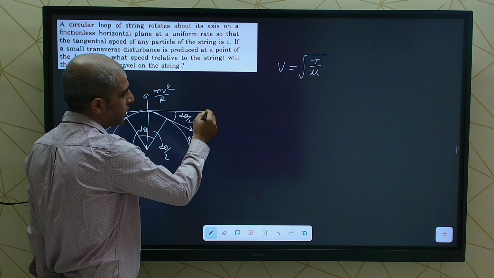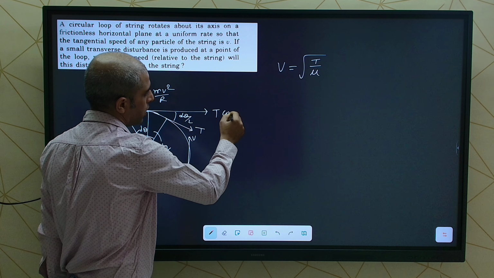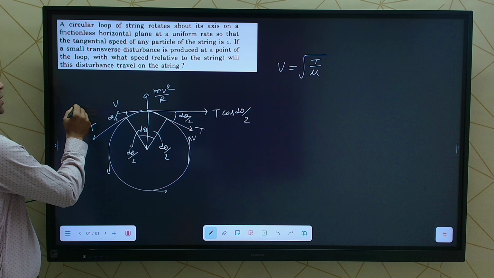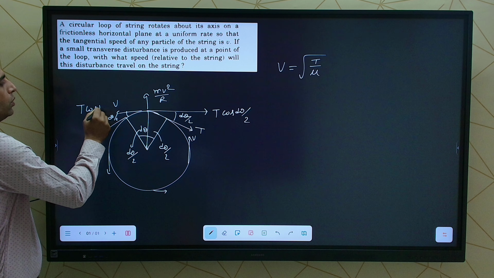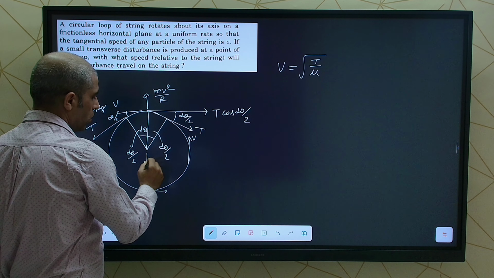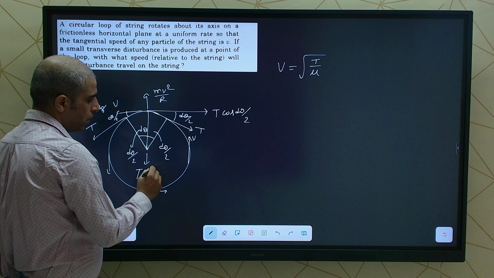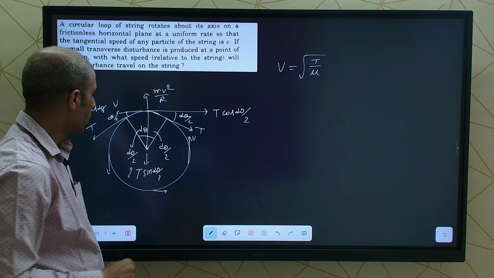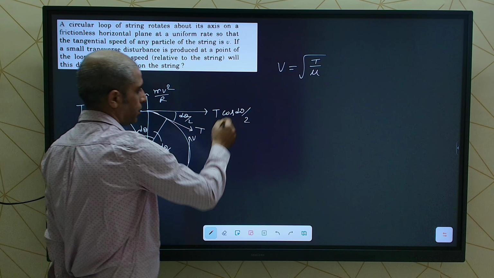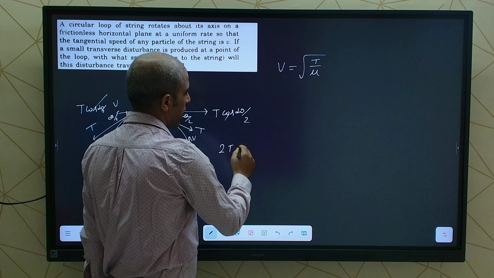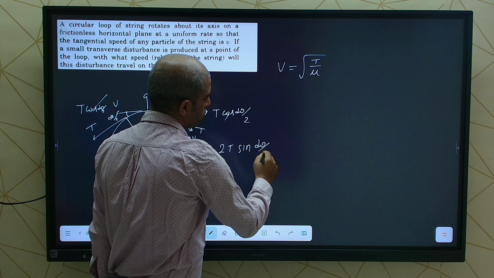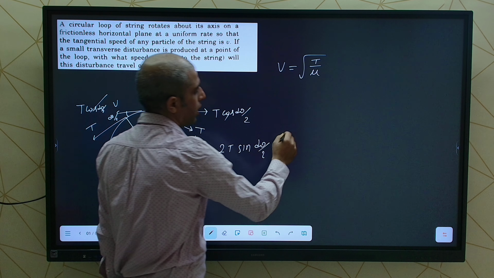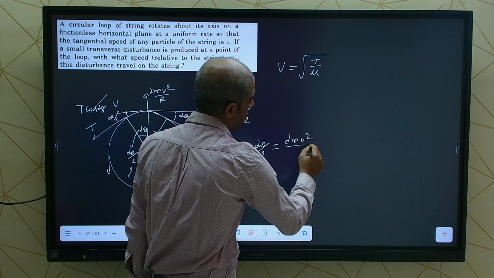The component of tension along this will be T cos d theta by 2, and on this side the component of tension will also be T cos d theta by 2, and the other component will be T sin d theta by 2, twice of this, both. Now these two will cancel out and 2T sin d theta by 2 will provide the necessary centripetal force, that is, take this as dm v square upon r.